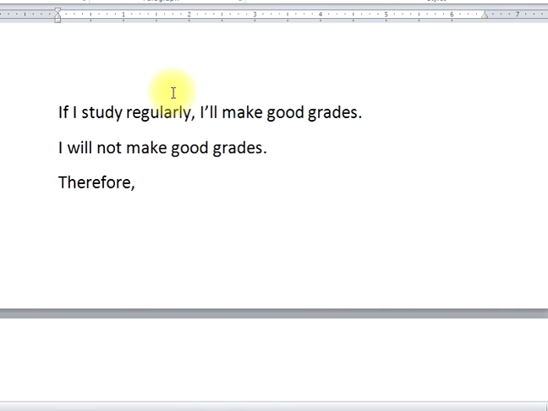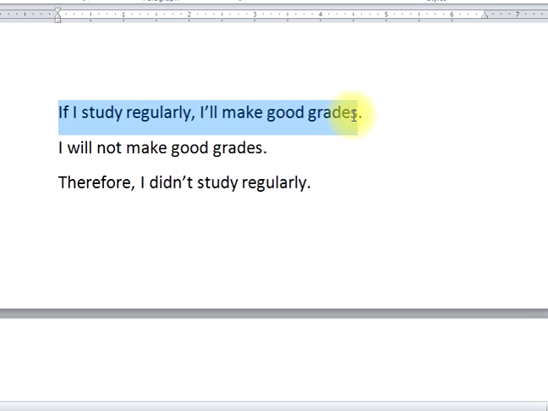Now, what if we do this? If I study regularly, I'll make good grades. And then I say, I will not make good grades. What can we say as a result? Well, I didn't study regularly. Because you have to take this given its meaning, all right? Don't think of it in terms of being true or false at this point, or actually holding in the natural world of cause and effect. Look at the semantic content of it as being empty. If A, then B. Not B, then not A. So this is a valid conclusion.